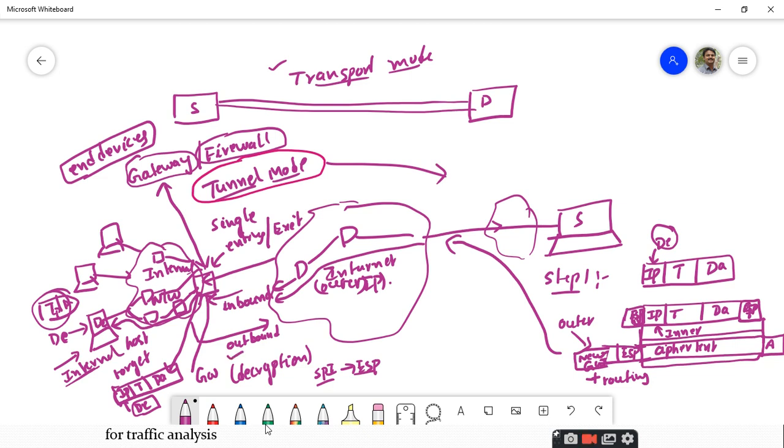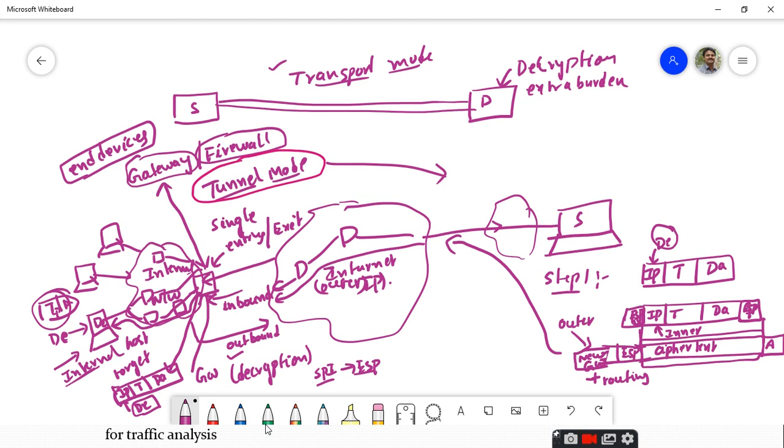But if you consider the transport mode, since they are directly connected, the decryption is the responsibility of the destination device only. So it has the extra burden of decrypting the packets. But if you consider the tunnel mode, you are relaxing the destination systems. What you are doing is burdening the gateway instead of the end devices. So the gateway is responsible for the decryption process.